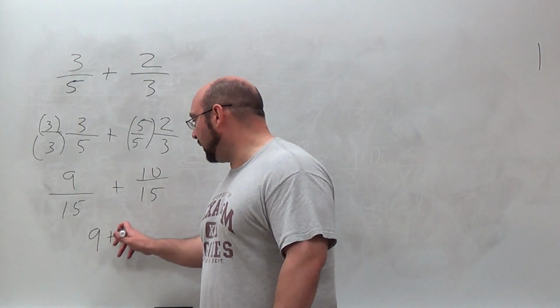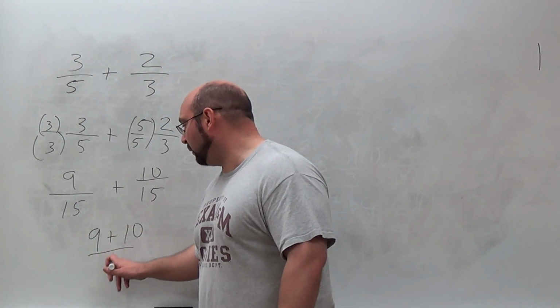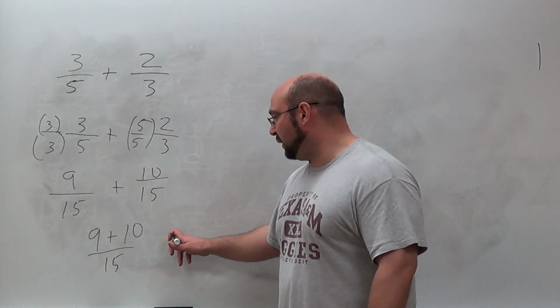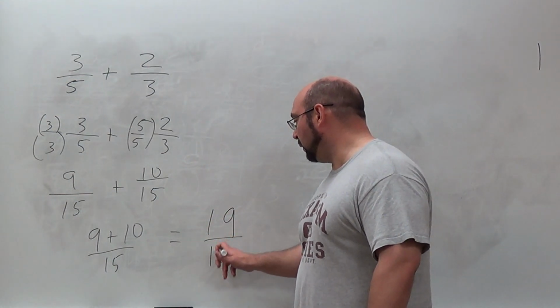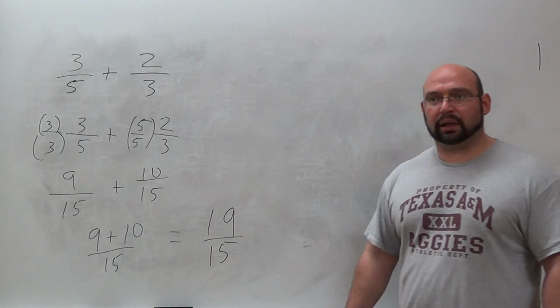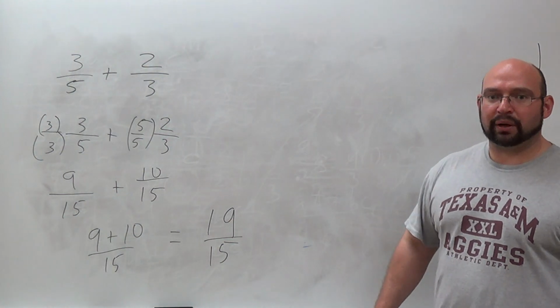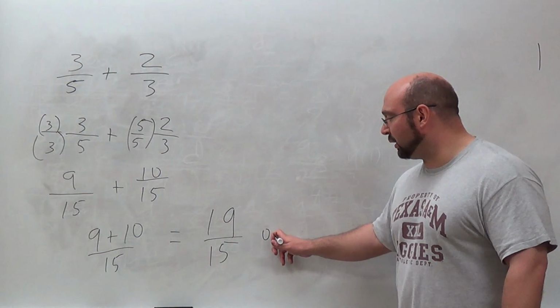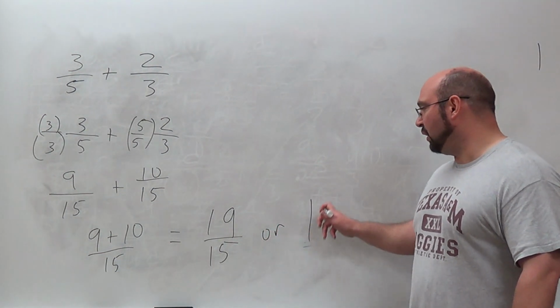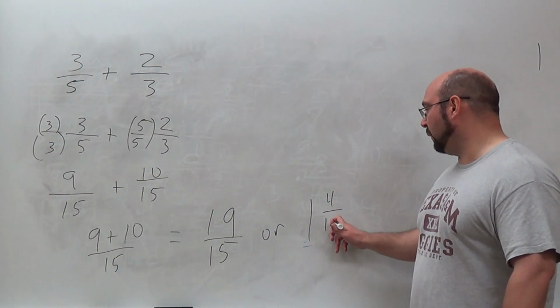So this becomes 9 plus 10 over 15, which is going to equal our 19 over 15, right? If I really wanted to, I could say, well, here's our improper fraction, but I can also write this as 1 and 4/15.